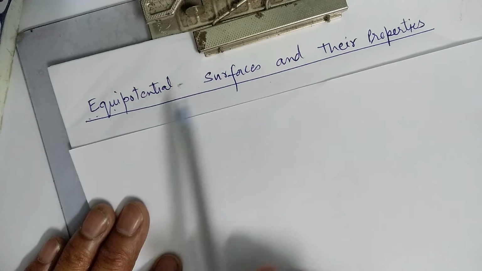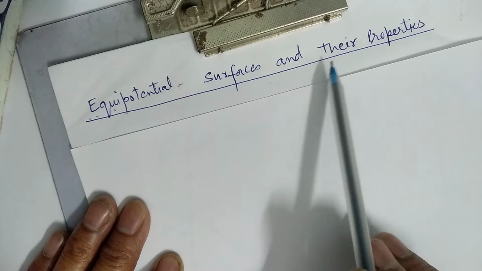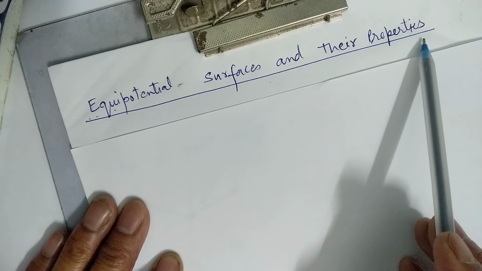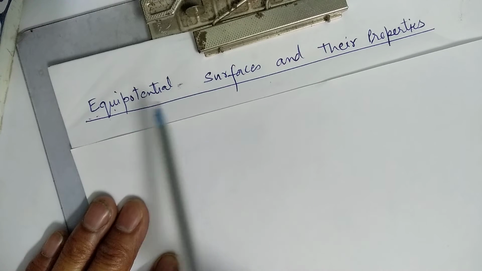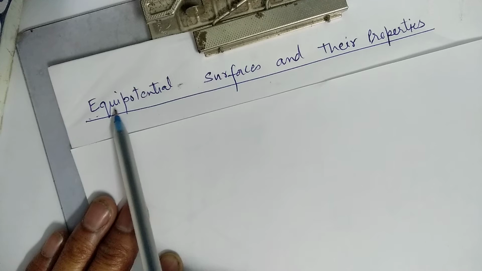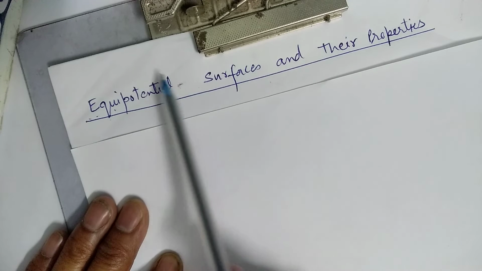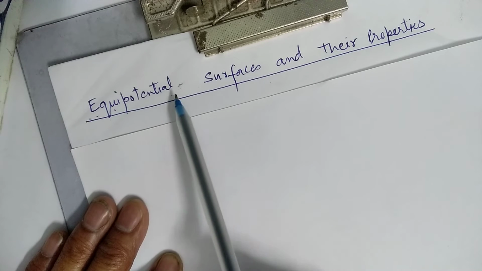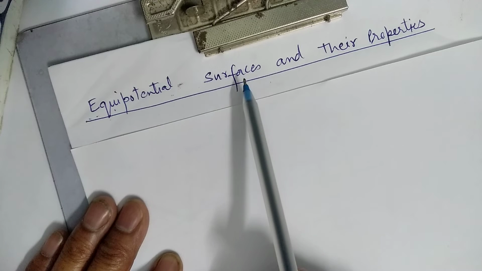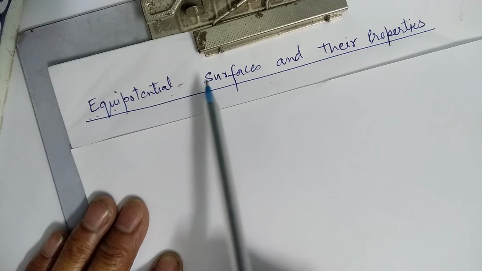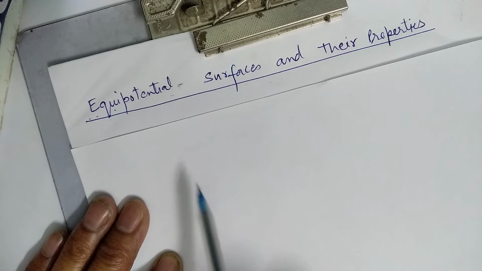Today's topic is equipotential surfaces and their properties. As from the word equipotential, the literal meaning: equi means equal, potential is the potential. So equal potential at all the points of any surface. Such surfaces are called equipotential surfaces.